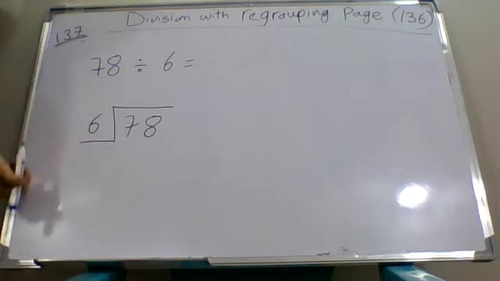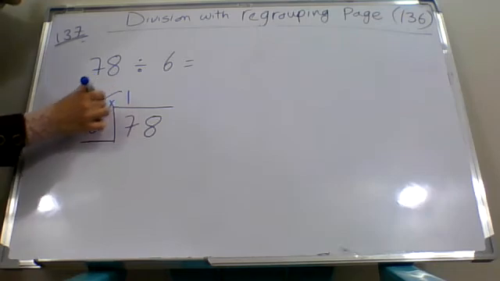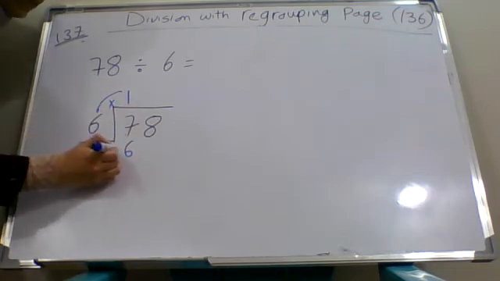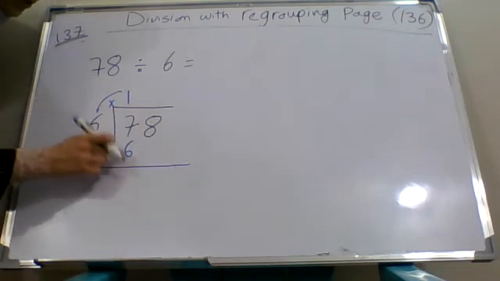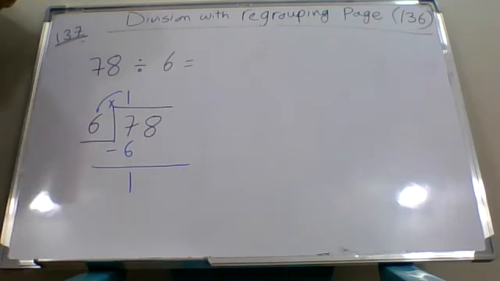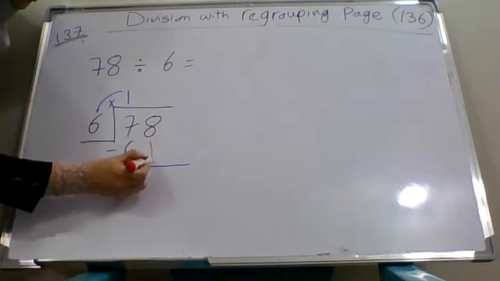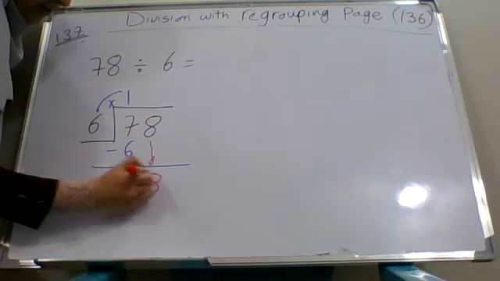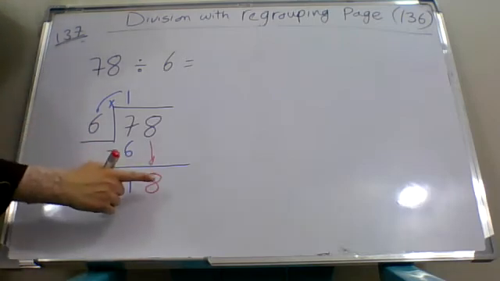How many 6 inside this 7? I have 1. 1 times 6 equals 6. Subtract. 7 take away 6 equal 1. And I have to put down the 8 so I can check it. Put down the 8. I have 18. Now I have 18. Check the 18.